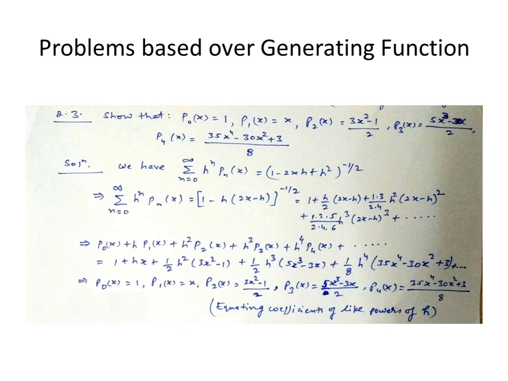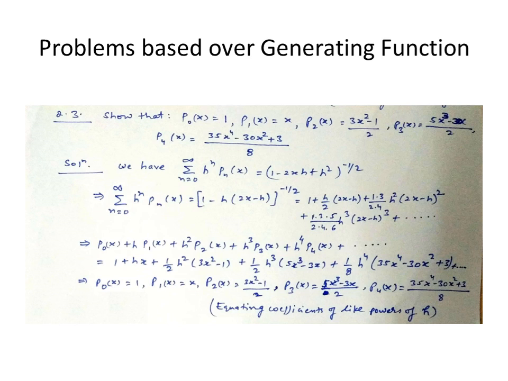terms of like powers of h, and hence we get the right hand side of the current step: 1 plus hx plus 1 by 2 h square into 3x square minus 1 plus 1 by 2 h cube into 5x cube minus 3x plus 1 by 8 h power 4 into 35x power 4 minus 30x square plus 3, plus up to infinity. And simply by comparing coefficients of like powers of h in this particular equation, the final solution is very much there.